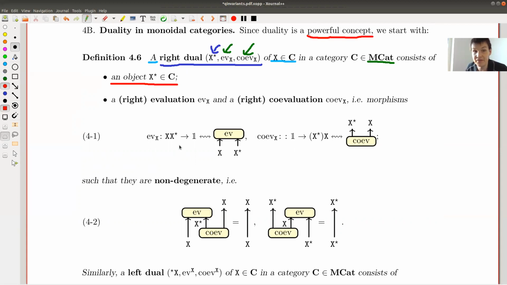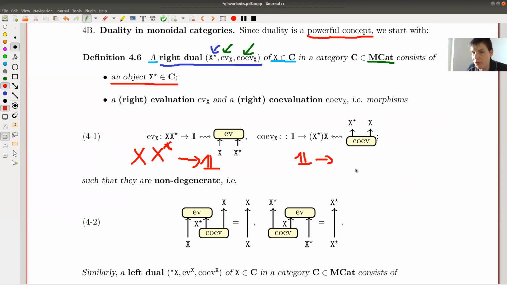It doesn't matter. The idea is as follows: you can tensor your object x with x dual. I call it star, a little star. The evaluation now will be a morphism to that entity, and the co-evaluation is the other way around. You will see some examples later on why I want to call them evaluation and co-evaluation.